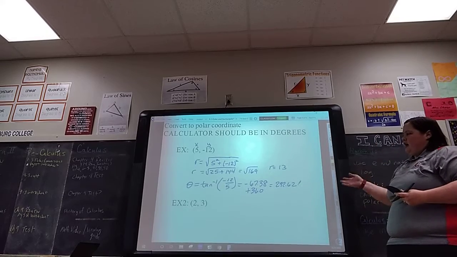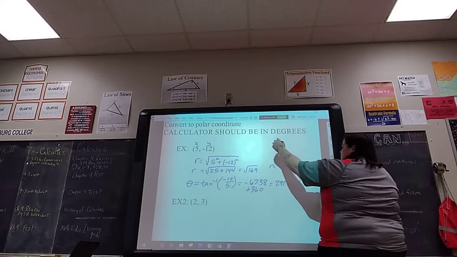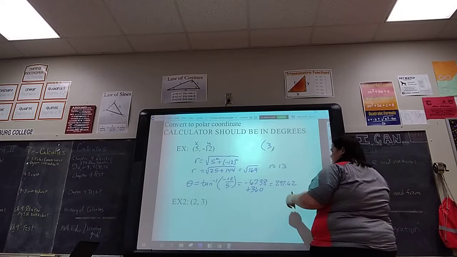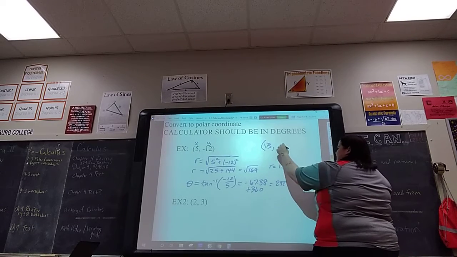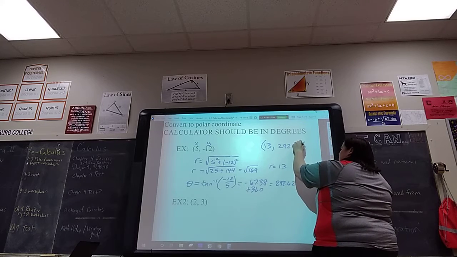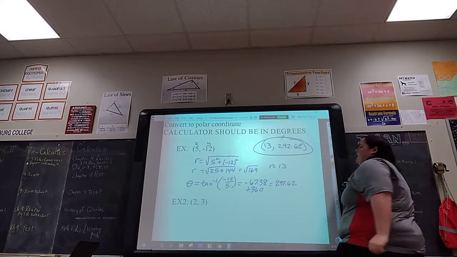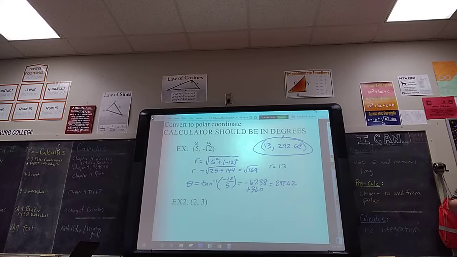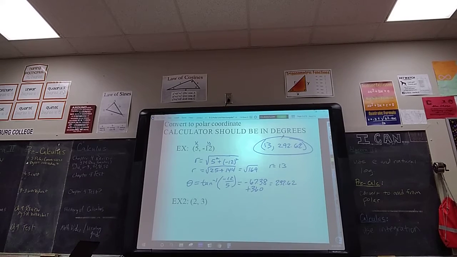So now we have r and theta, and just like before, we're going to rewrite it as a coordinate, because that's what our solution will be. This is the coordinate as an r and a theta. What happens if it's both negative? If they're both negative, x trumps it, so add just 180.